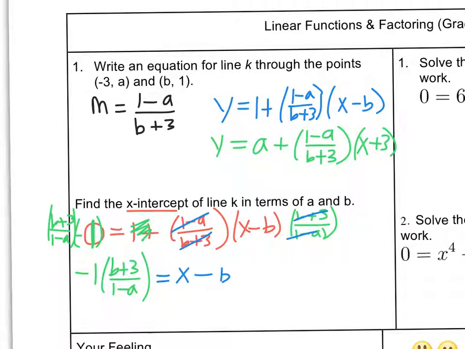To get x by itself, I'm going to add b to both sides, and I could write this as b minus b plus 3 over 1 minus a is equal to x. And that would be totally fine. There are a number of other ways that I could write this. The trick that I'd like you to pay attention to is that I did not multiply stuff out. I did not try to simplify. I left things factored and a little bit unpleasant because that makes this easier to work with.